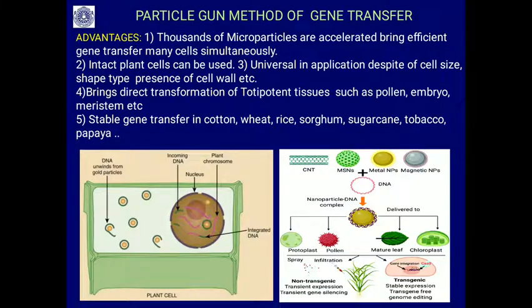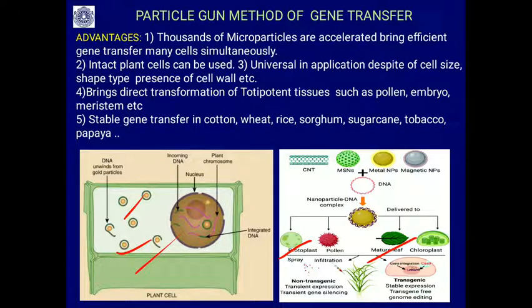So, then what are the advantages of this particle gun method? Thousands of microparticles are accelerated, bringing efficient gene transfer to many cells simultaneously. So, this is the advantage. You will see here how exactly the plant cells are carrying the microparticles or microprojectiles carrying our gene of interest. So, it can be delivered to the pollen, protoplast or to the leaf directly or to the stem. So, any part of the plant can be directly delivered the gene of interest.